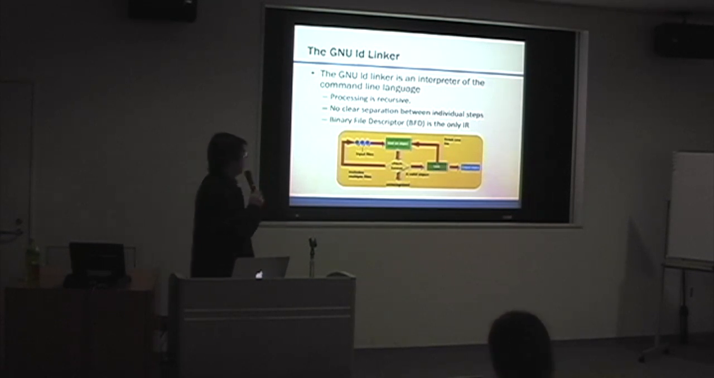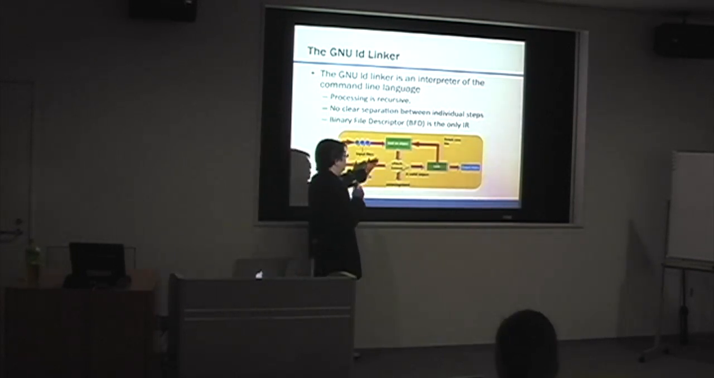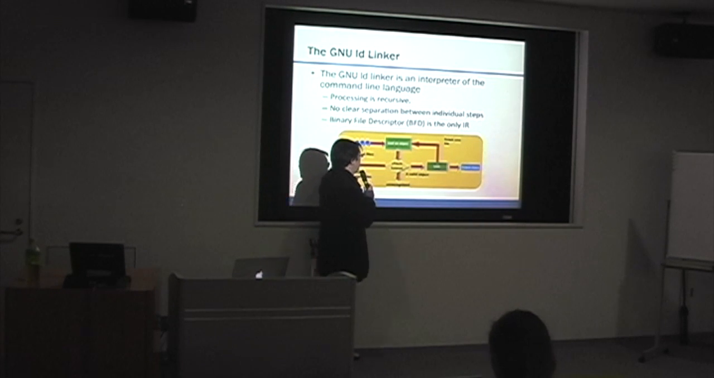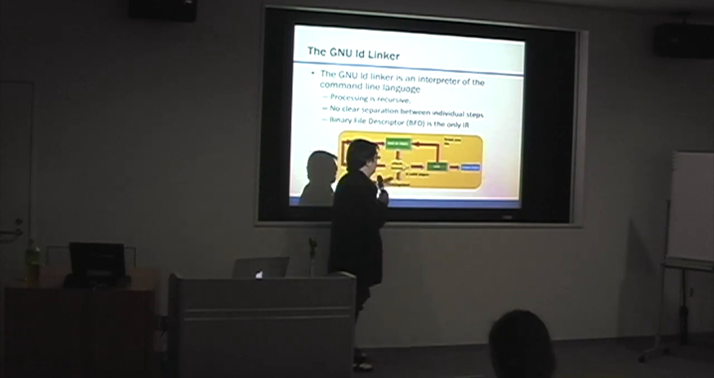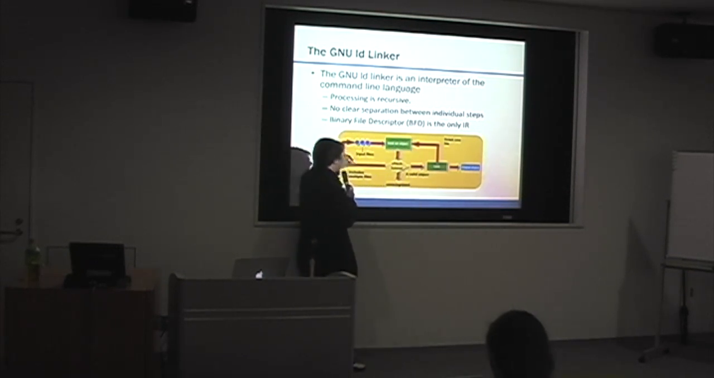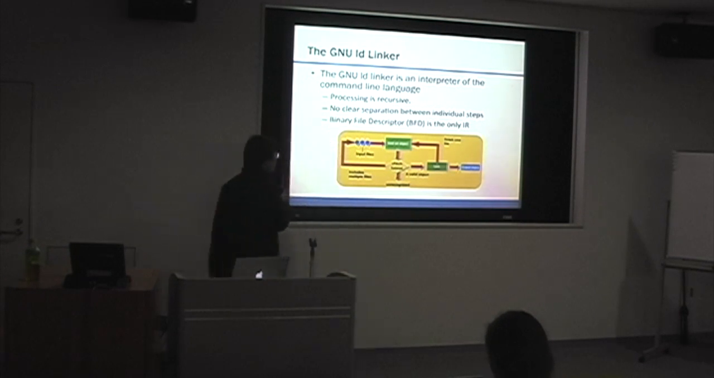Now we review the other linkers to see how they parse this kind of language. The first is GNU LD. GNU LD parses the command line just like an interpreter. It parses the command line, reads the input files one by one, and tries to link the objects one by one. After it completes the parsing, we can get the output.